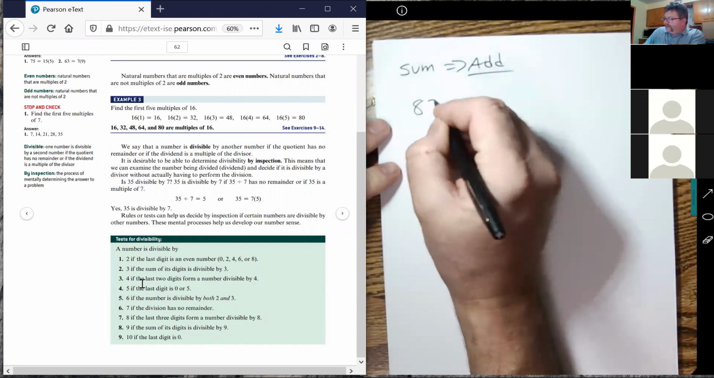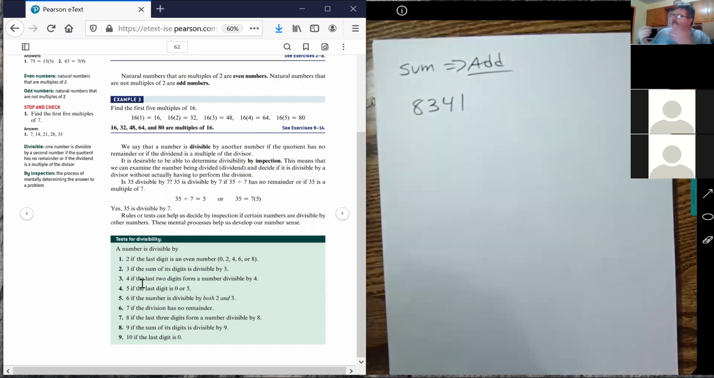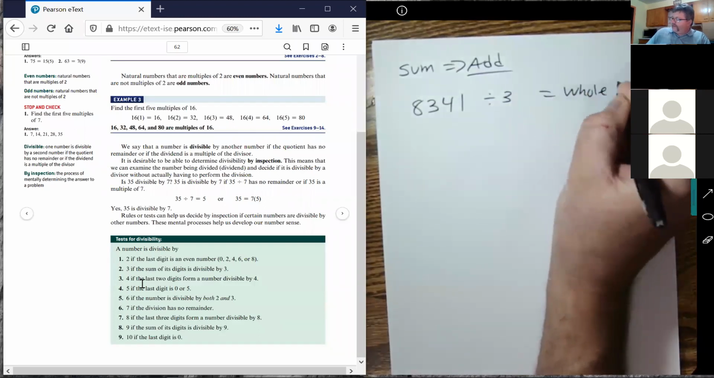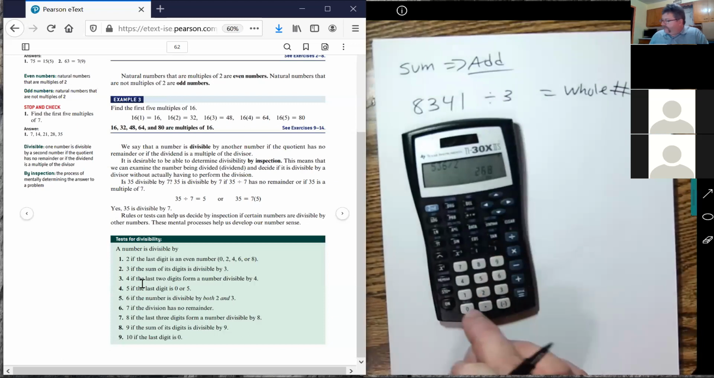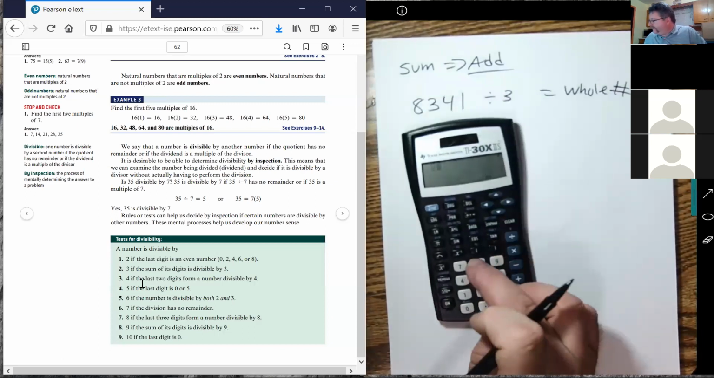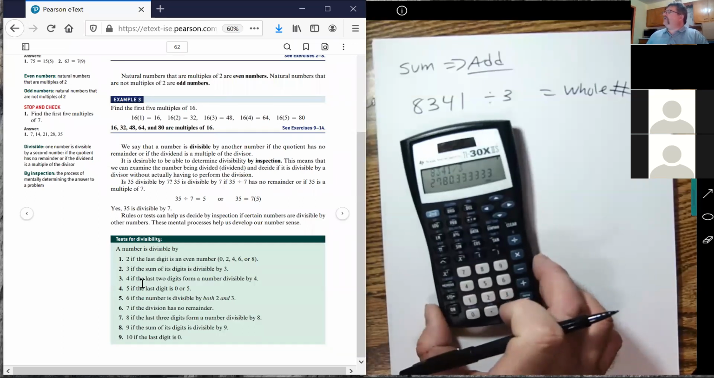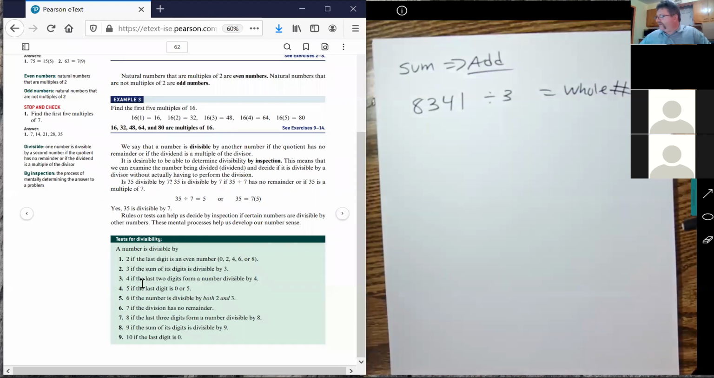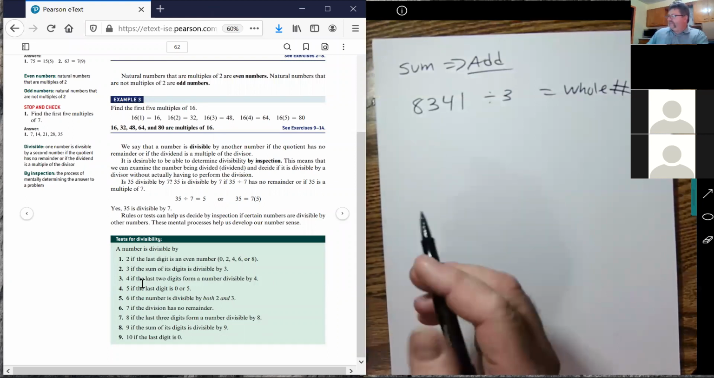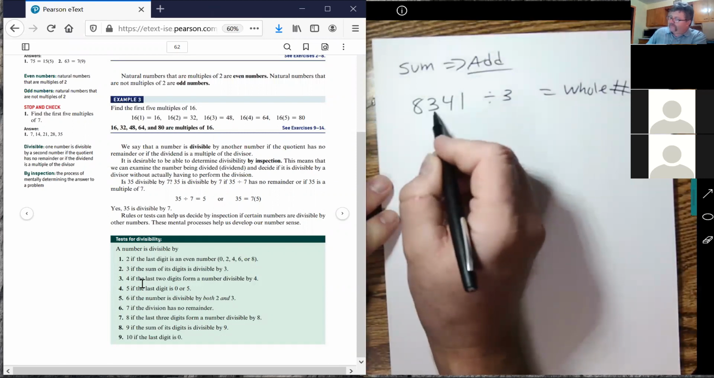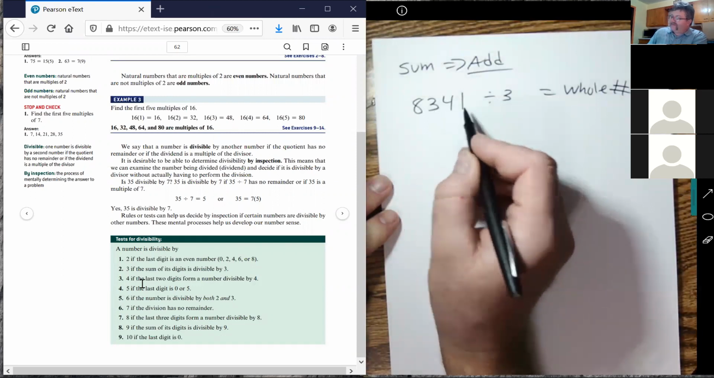So if I've got 8,341, and I want to know, can I divide it by 3 and get a nice, pretty whole number out of the deal? Now again, I'll just stick it in the old calculator and find out. 8,341 divided by 3, it didn't work. Well, if we didn't have the calculator, we didn't want to divide it by hand, here's what the step says. If the sum of the digits is divisible by 3, so if I take 8 plus 3 plus 4 plus 1, add these up. So 8 plus 3 is 11, 15, that would be 16.